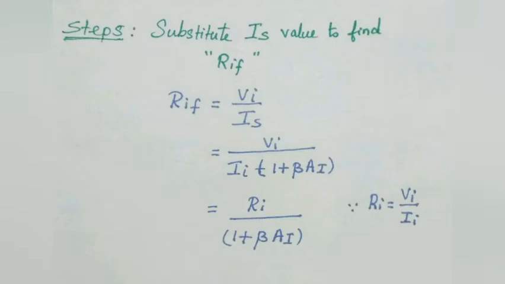So basically RIF is equal to Vi by Is, input voltage by source current. We are going to substitute Ii into 1 plus beta AI instead of Is. From this, finally we get RIF is equal to Ri by 1 plus beta AI, since Ri is equal to Vi by Ii. From this, I can infer that the input resistance in a current shunt feedback amplifier decreases by the factor of 1 plus beta AI.